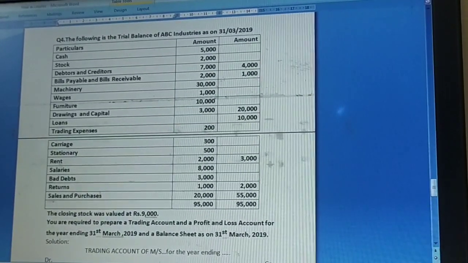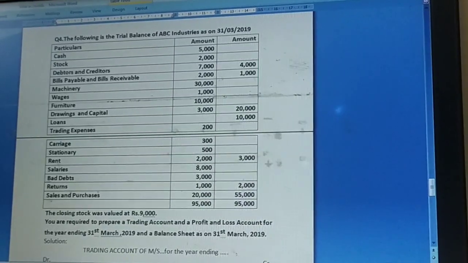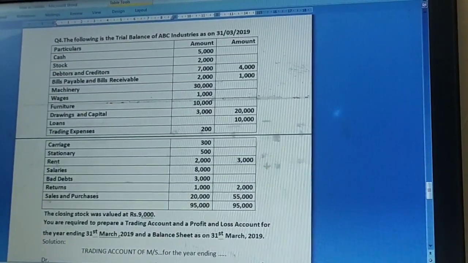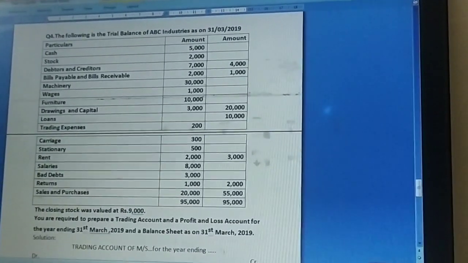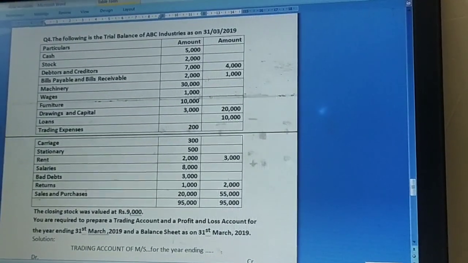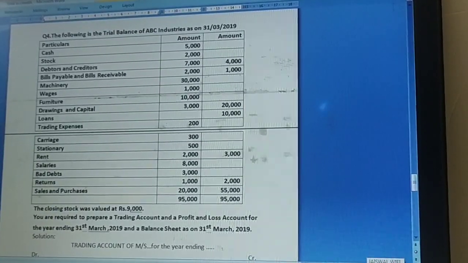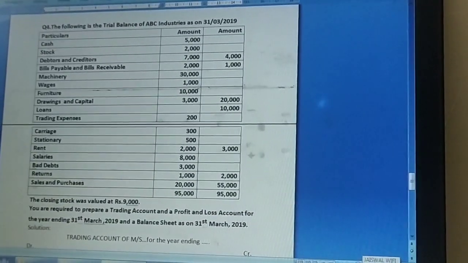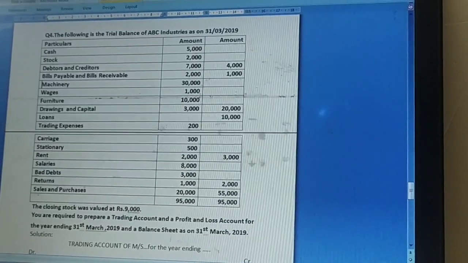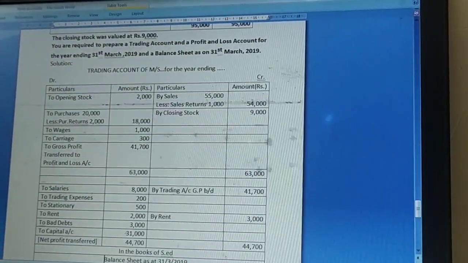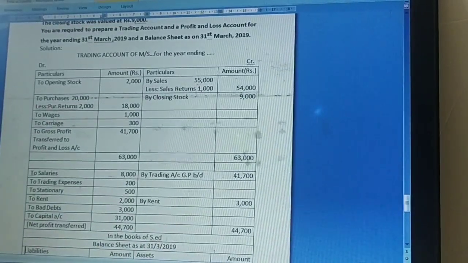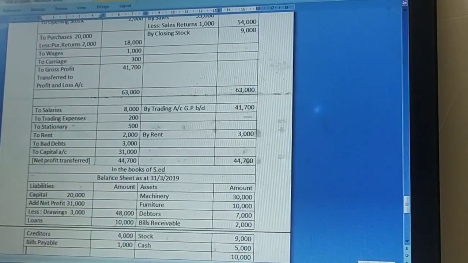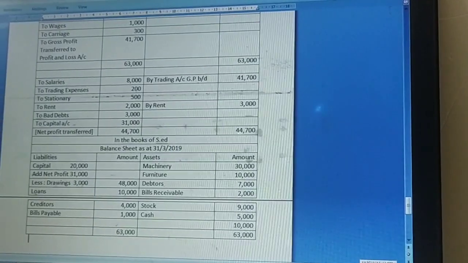Let's do this sum and understand it. See, the first item, cash. When you are doing this sum, you first have to make all the formats together. You will make the trading account and profit and loss account format, as well as the balance sheet format on another page. The trading account and profit and loss account format is like this, and the balance sheet format is just like this. Now let's do the sum.